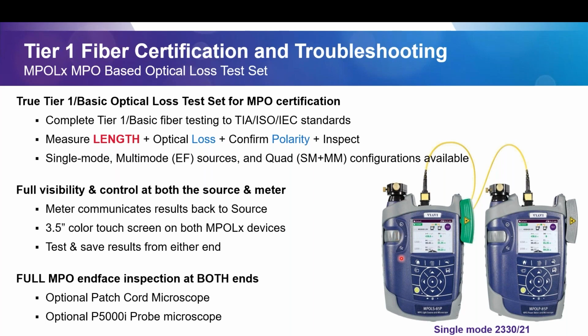There's a focus button. You can zoom in, zoom out, and a test button. So built-in patch cord microscope to do your end face inspections, length, loss, and polarity, and then it's got screens on both the local and the remote device, which allows you to do inspection at both ends. You can start a test at one end, stop a test at the other end. Everything gets stored on this unit here on the MPO-LX. Regardless if you hit save at this end or at this end, it all gets sent to this unit and gets saved there.